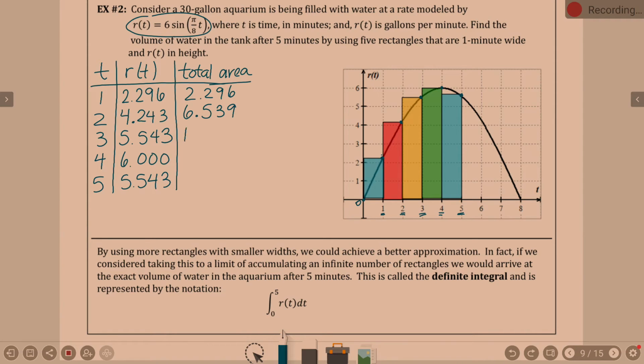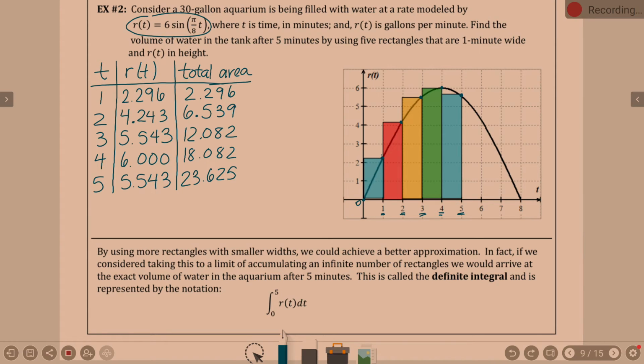Yep, 12.082. After 4 minutes? How many of you guys did that on the calculator? 18.082. And after 5 minutes? $23.625.